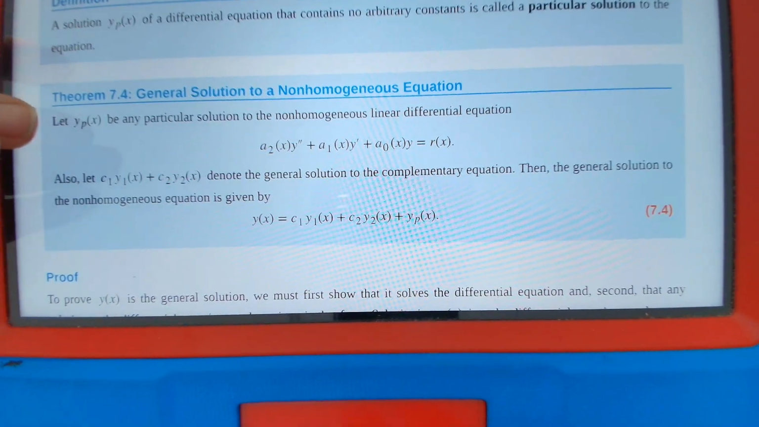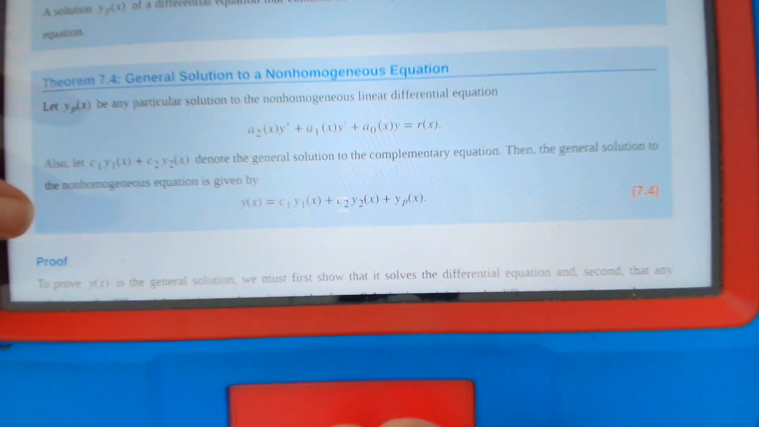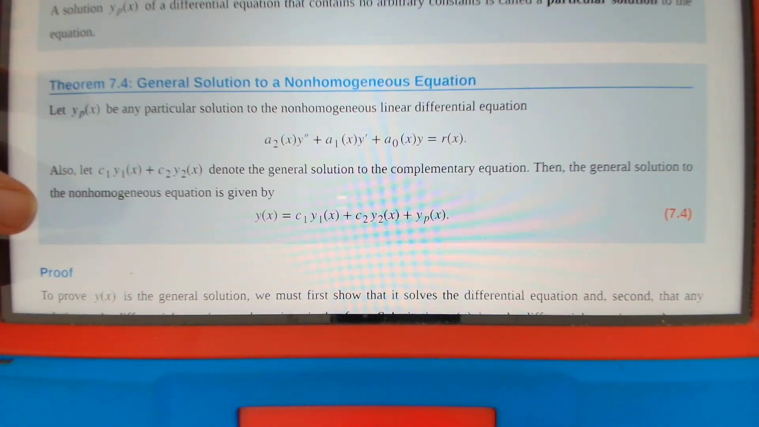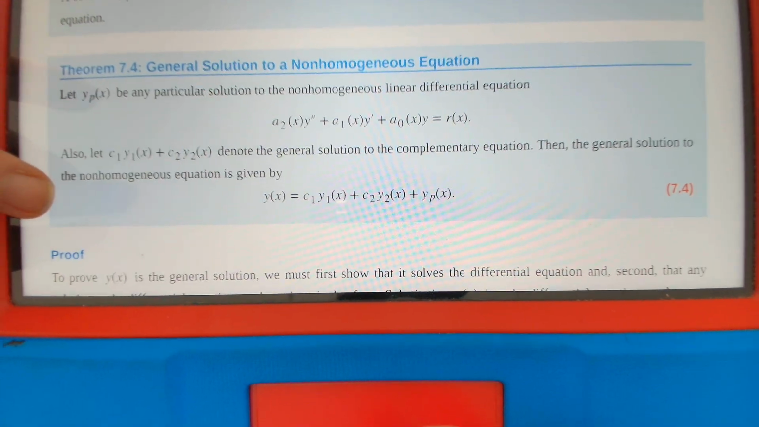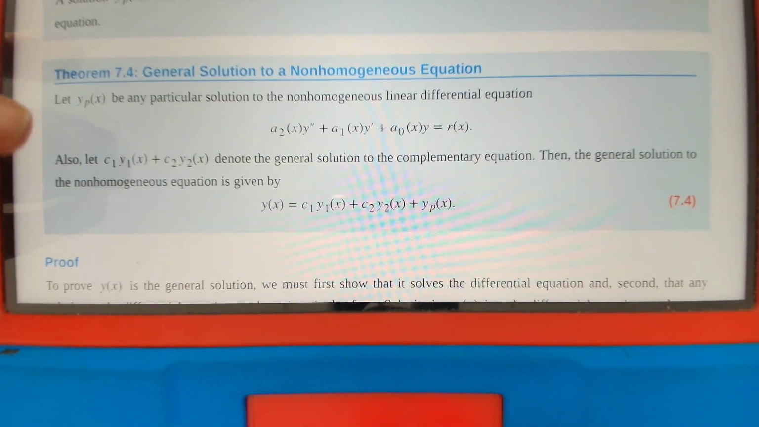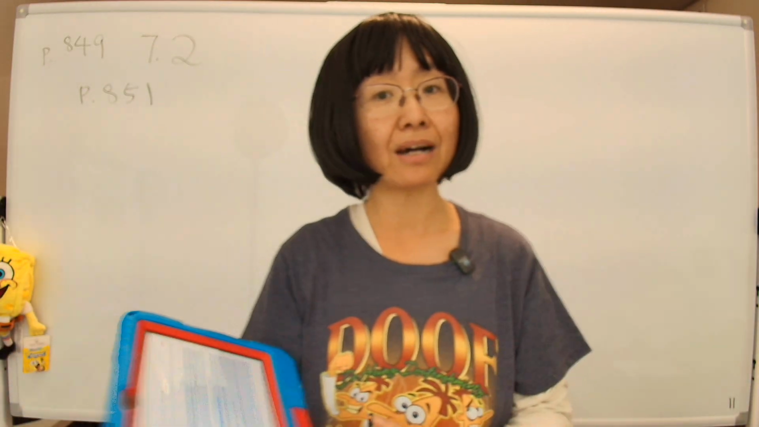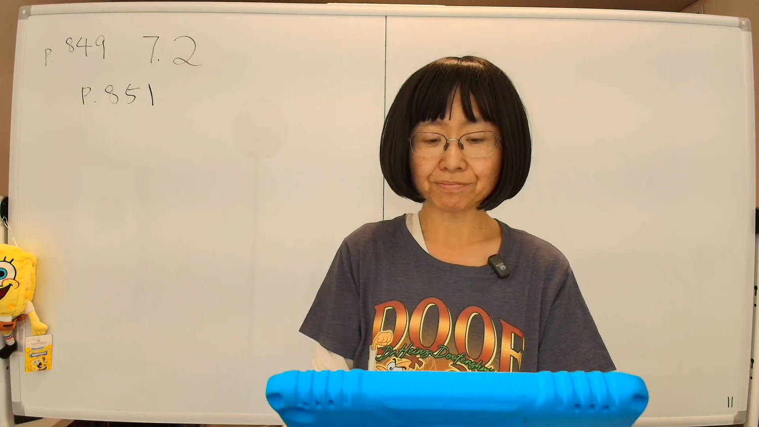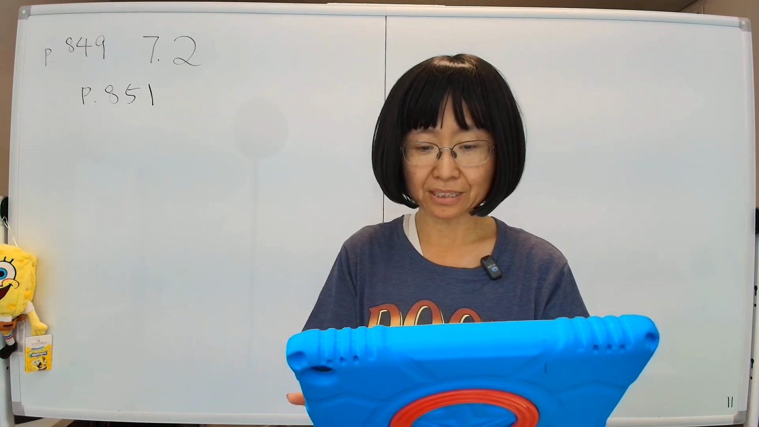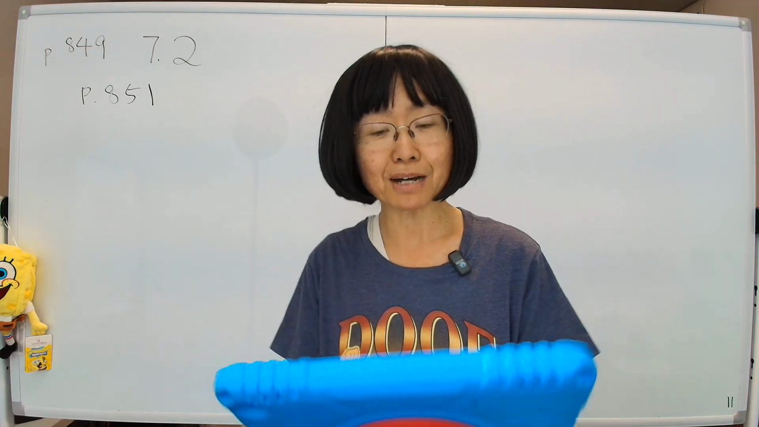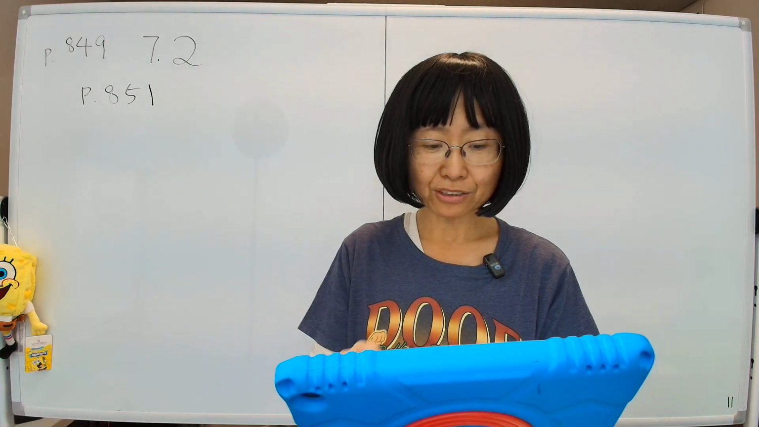Because we have already figured out what the solution to the complementary equation is, together we'll add those two things up, and that will be the general solution for the whole non-homogeneous equation. But how are we going to come up with the yp of x? Well, we are going to do it.